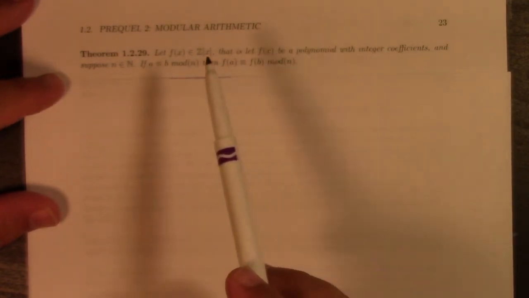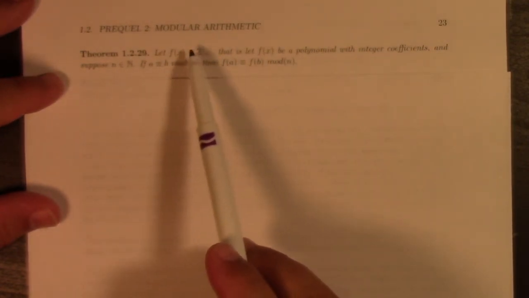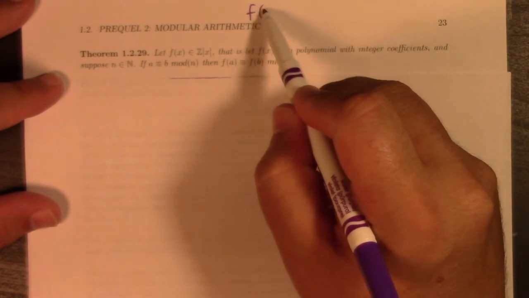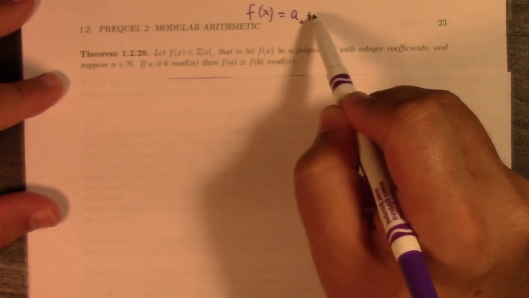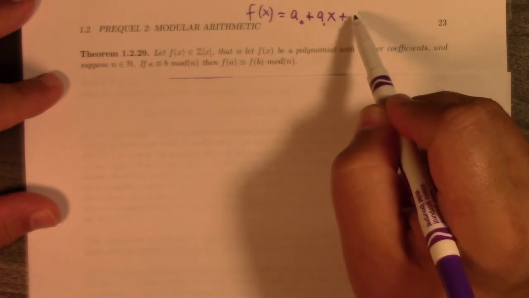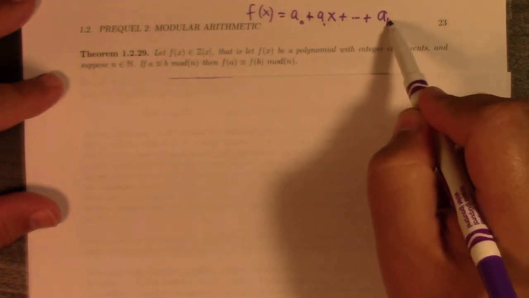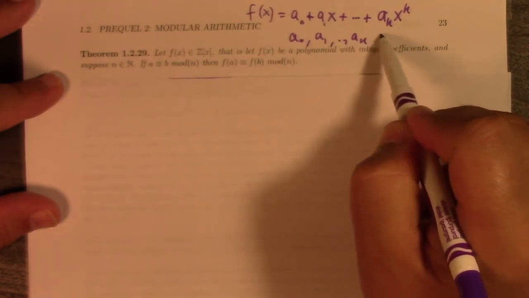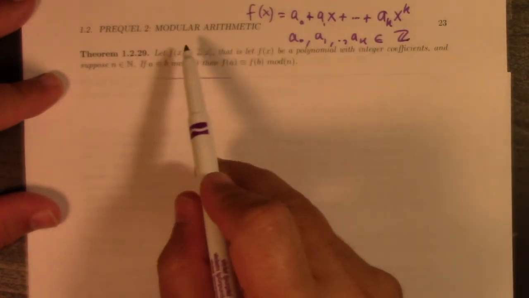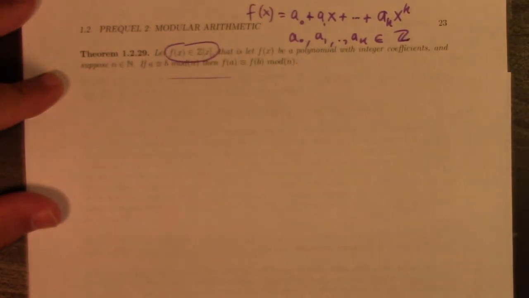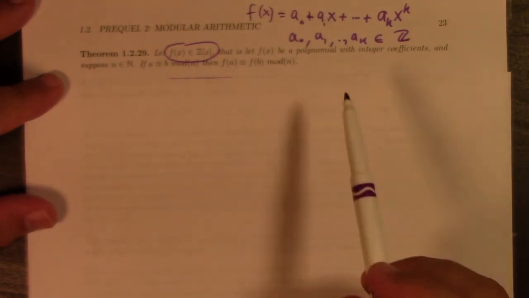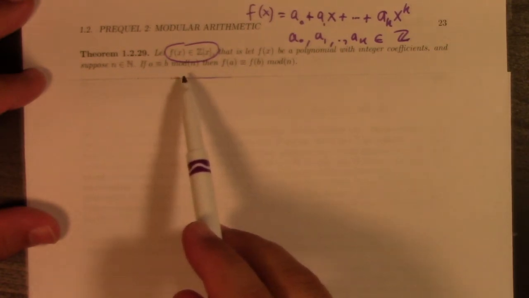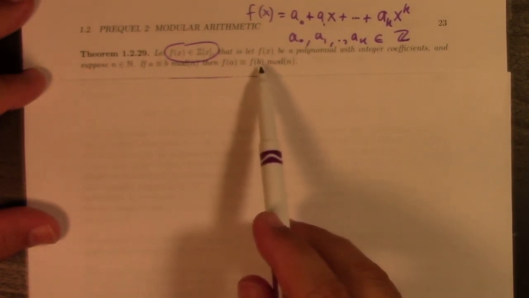So here's the theorem, actually. F of x, a polynomial with integer coefficients, that's what this notation means. That means that f of x is equal to something like a0 plus a1x plus dot dot dot plus a k x to the k, where a0, a1, ak are all elements of the integers. That means that we're looking at a polynomial with integer coefficients. All right, and suppose n is a natural number. If a is congruent to b mod n, then f of a is congruent to f of b mod n.